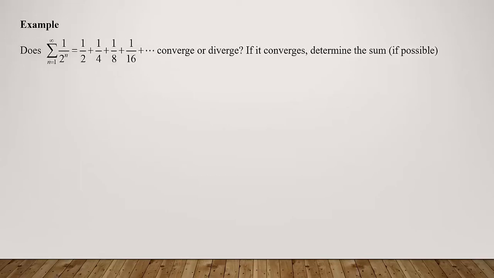So let's look at an example. Does the series, the sum of n equals 1 to infinity of 1 over 2 to the n, and the terms of that series would be 1/2 plus 1/4 plus 1/8 plus 1/16 plus yada yada yada, does it converge or diverge? And if it converges, let's see if we can get the sum, if possible. So I tell you what, write this down. I'm going to head off to the chalkboard to work through this example.